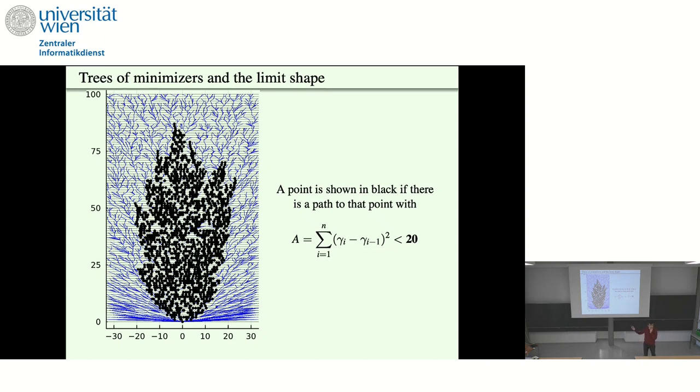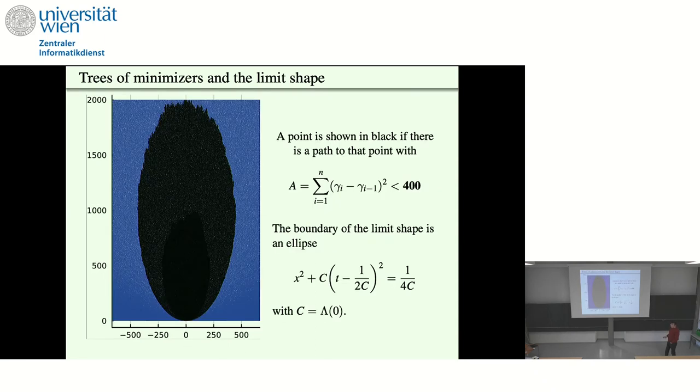So it turns out that because the shape function is quadratic, the limit shape is an ellipse, which is sort of cute.